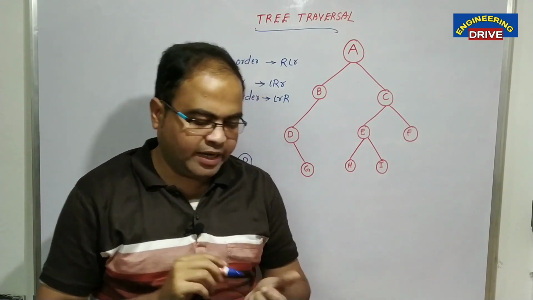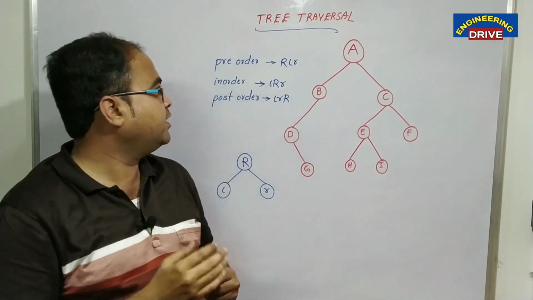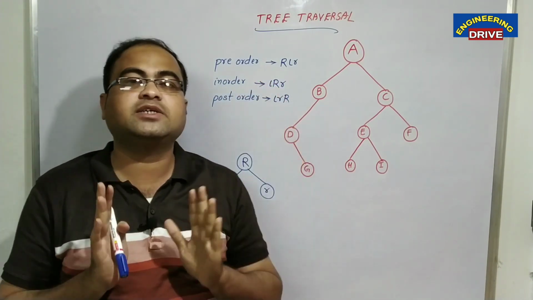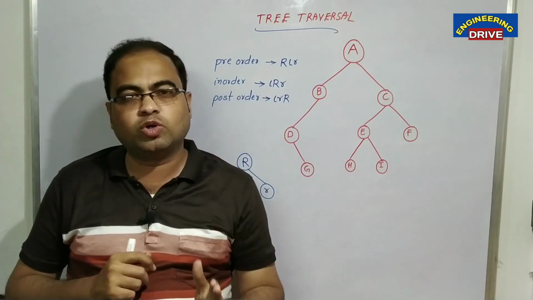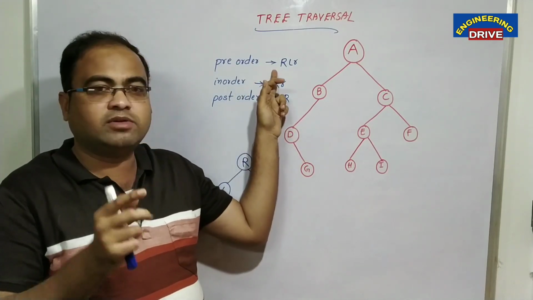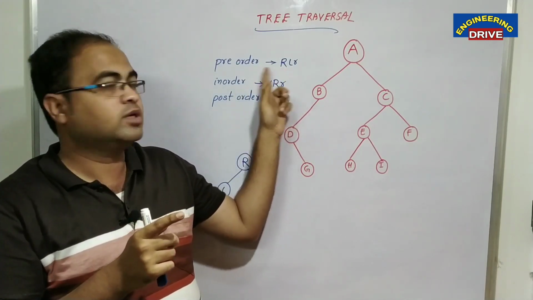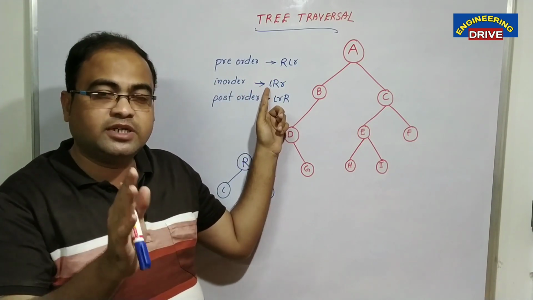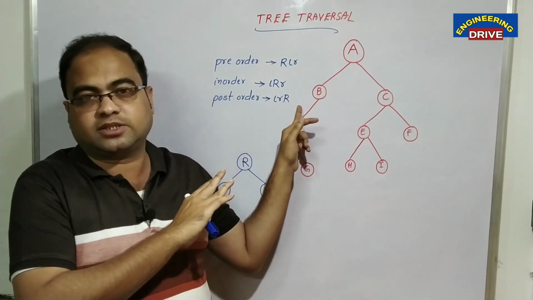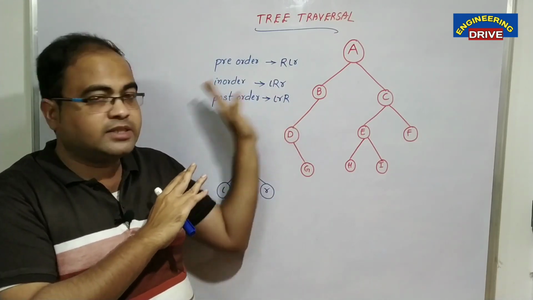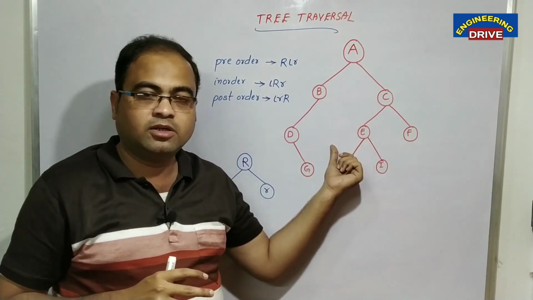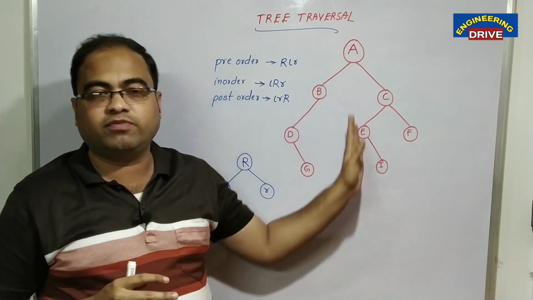Now you have one clear idea: the selection of the root node, or parent node, plays a very important role, and based on that we have divided these three methods. In pre-order traversal, pre means before, so first we visit the root node. In in-order traversal, we visit the root node in the middle, whereas in post-order traversal, we visit the root node at the last. By following these three concepts, we can find the pre-order, in-order, and post-order traversal of a given tree.